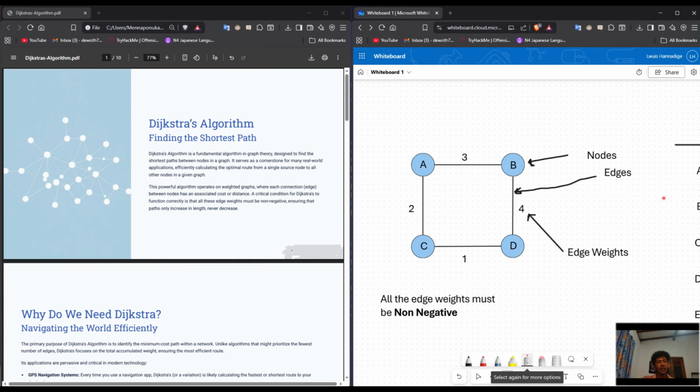All the edge weights must be non-negative. This is a must point. All the edge weights should be non-negative. We'll discuss this further later, because non-negative values should be there. No negative values can be in the edge weights.